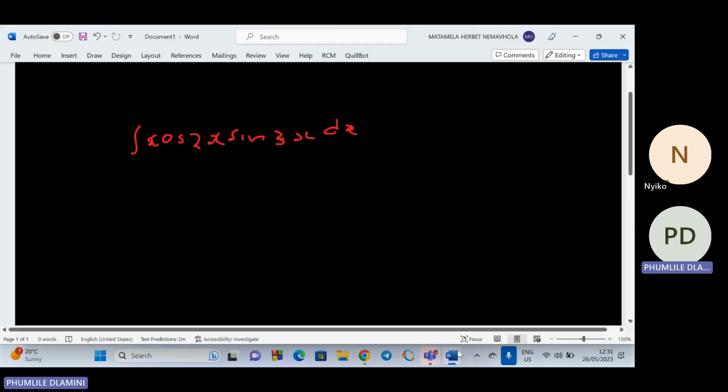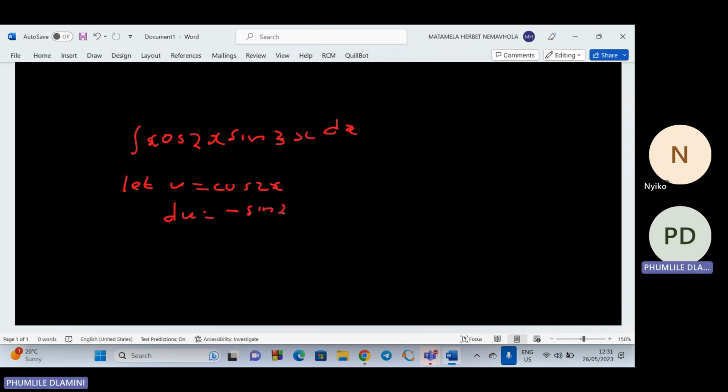All right, so let's go back. Now this integral, if we check something, the problem part is that even if we let u equal cos 2x, our du is going to be negative sine 2x times, when we differentiate this, 2, which we can rewrite as negative 2 sine 2x dx. But the problem is that our sine x here is not the same as 2x, it's 3x.